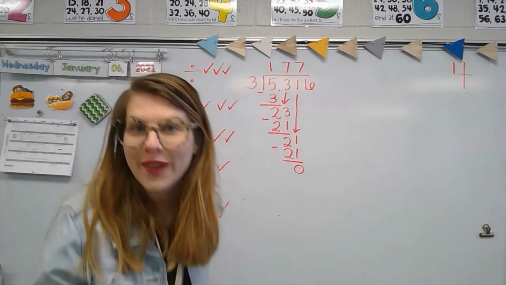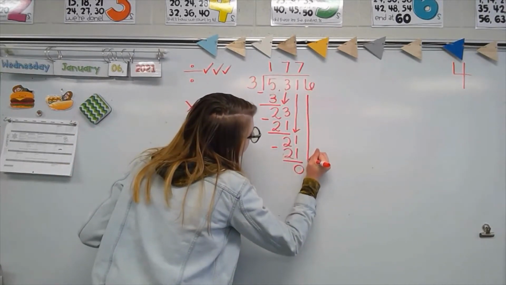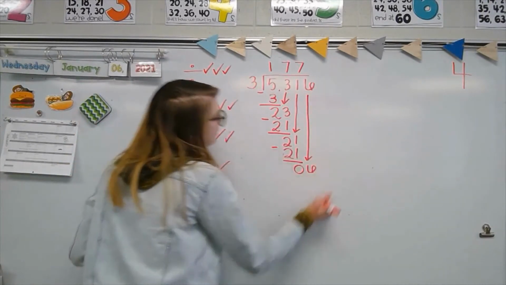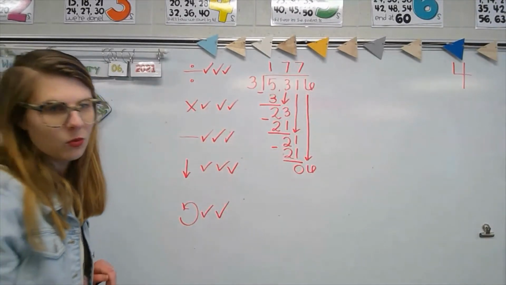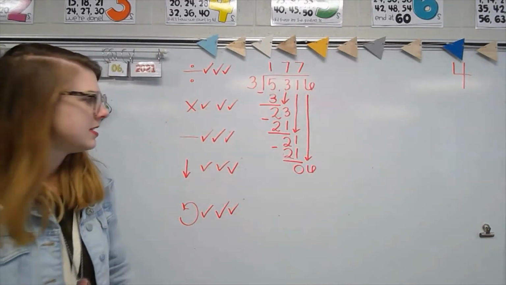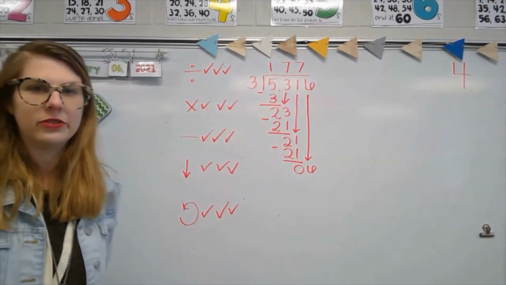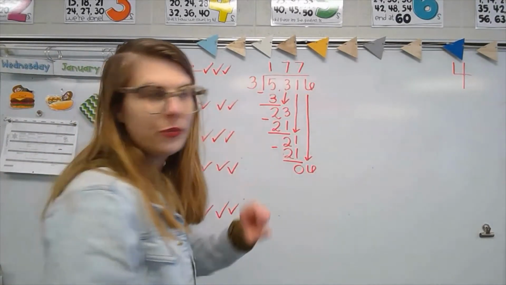But we're still going. We still have to bring on down the 6 and bring it back to step number 1 again. Can you believe we're doing it one last time? 6 divided by 3. 3, 6. Ha! Look at that, 2 groups.